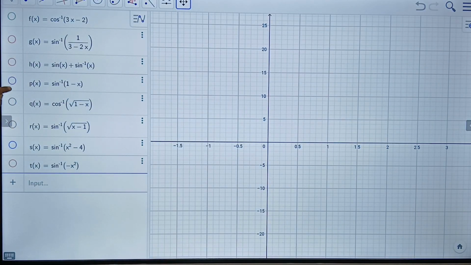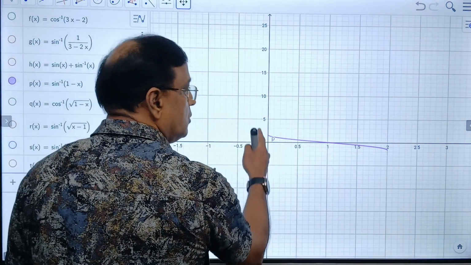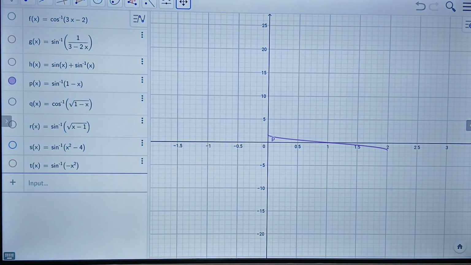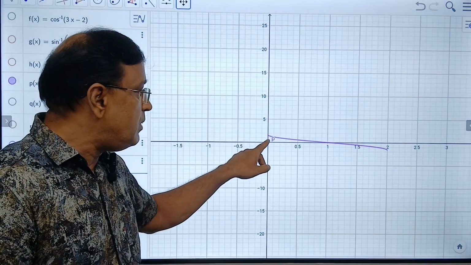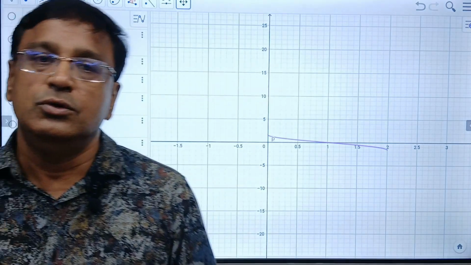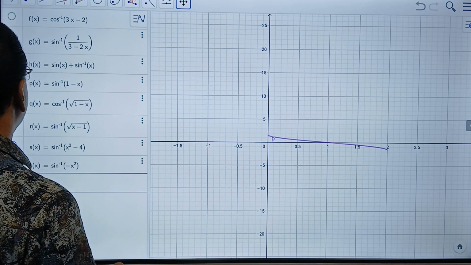See this, so this is the one. You can see clearly it is from 0 to 2. This is the graph of sine inverse of 1 minus x. You see the minimum value of x is 0 and the maximum value of x is 2. So it is from 0 to 2. Beautiful, isn't it? Let's go to the next question.